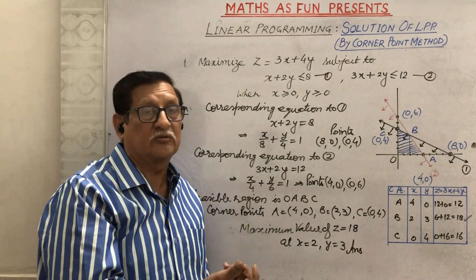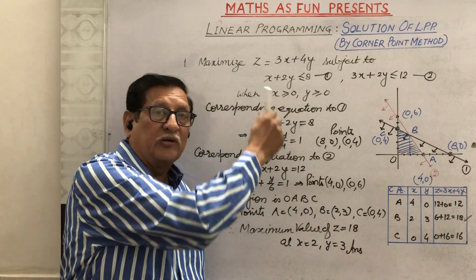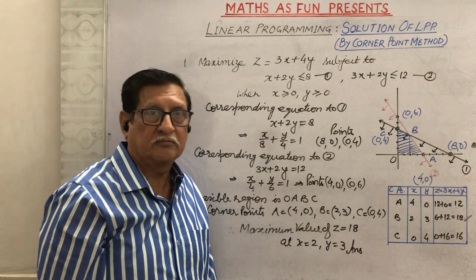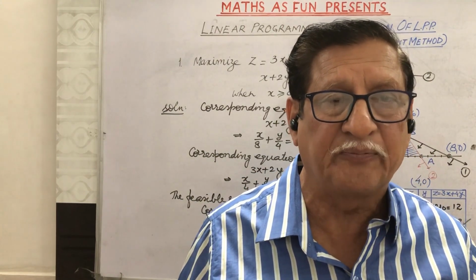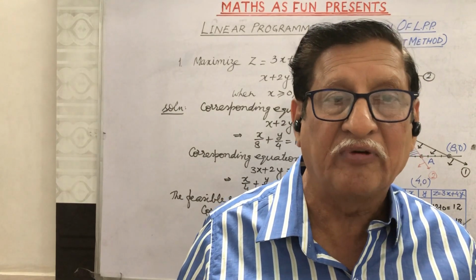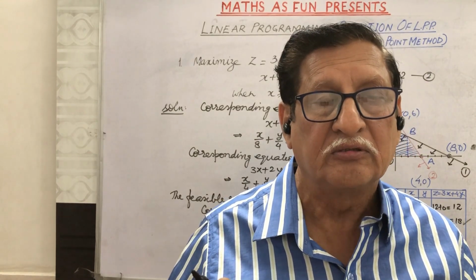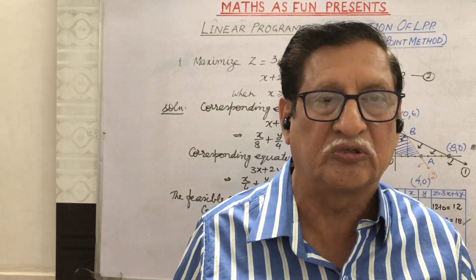Like this, we can find out the maximum and minimum values of the objective function by using the corner point method. In the next video, we will learn about the manufacturing problem or product problems, and in that we will learn how to form the LPP for the given problem and also to find out the solution of it.